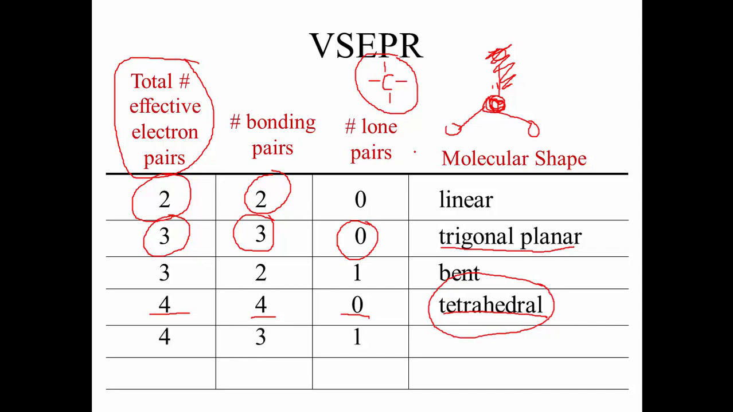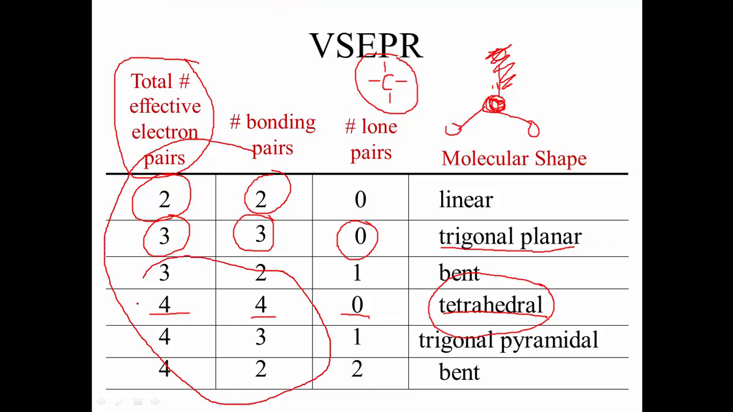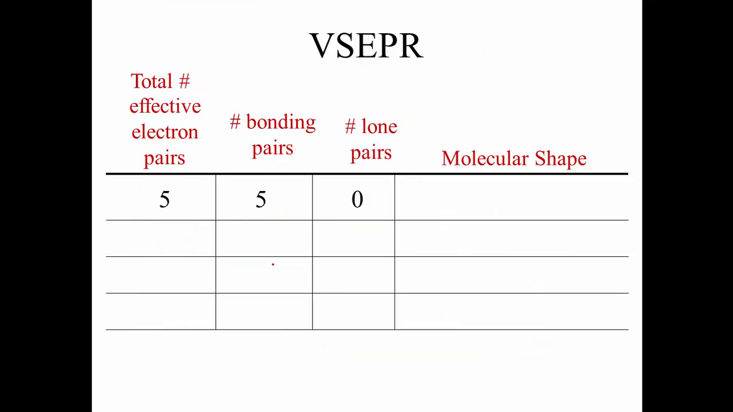So if you've got 4 total pairs and 3 of them are bonding and 1 is a lone pair, we call that trigonal pyramidal. If you have 4 and 2 of them are bonding and 2 are lone pairs, that's bent. So these are off of atoms that have to obey the octet rule. Now let's start exceeding that octet rule. 5 total effective pairs with all of them bonding is trigonal bipyramidal.